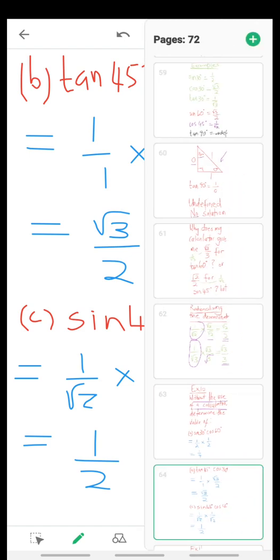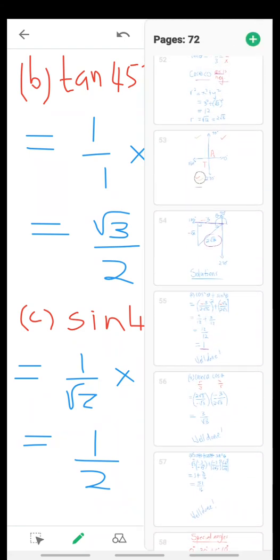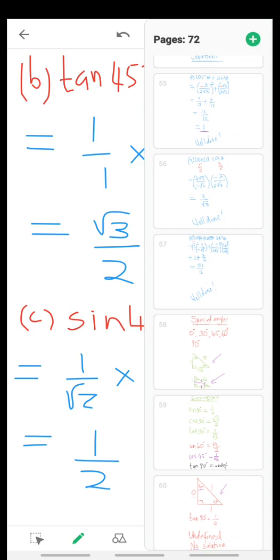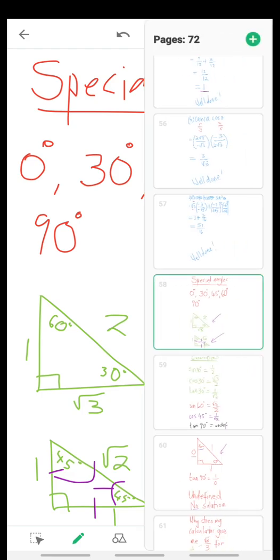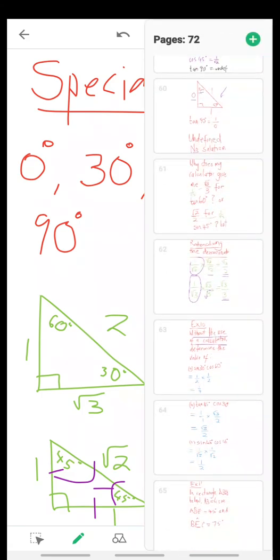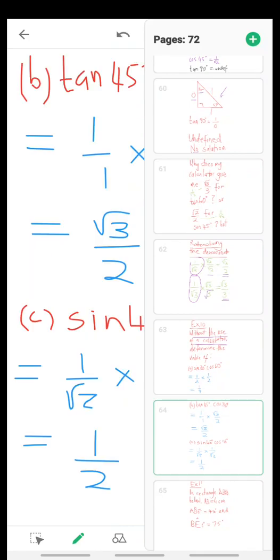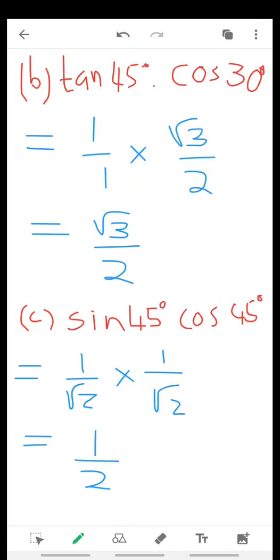Now, see, sine 45 degrees times cos 45 degrees from the triangle. Let's look at this one. Okay. Looking at this one, using this triangle, what is sine 45 degrees? It's 1 over square root 2. What is cos 45 degrees? Adjacent is 1, hypotenuse is square root 2. Therefore, I'll be having 1 over root 2 times 1 over root 2, which is 1 times 1 is 1, square root 2 times square root 2 is 2, and my answer being half.